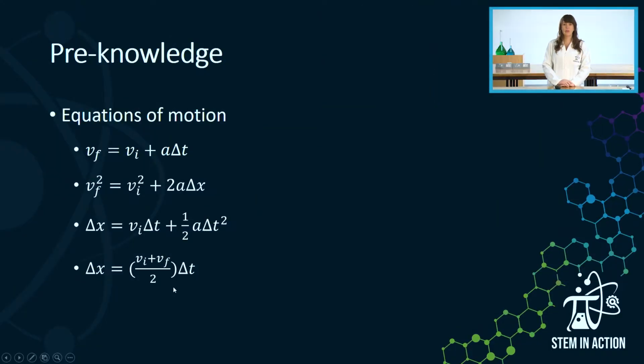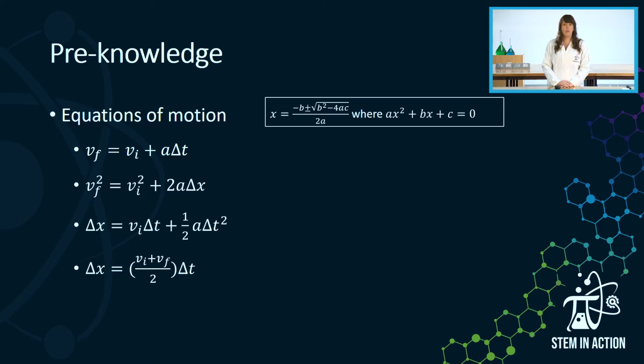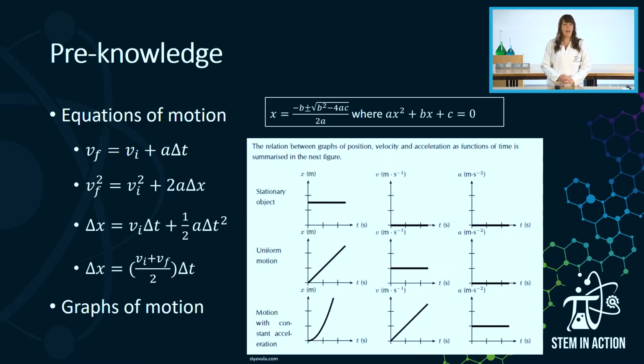Right, before we get started, some knowledge that you should have from grade 10 and 11. You should know about our 4 equations of motion, and with that you should also know the quadratic formula from grade 11 maths. And we also know about the different graphs of motion that we learnt in grade 10.